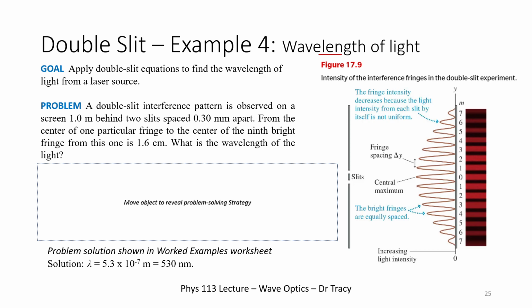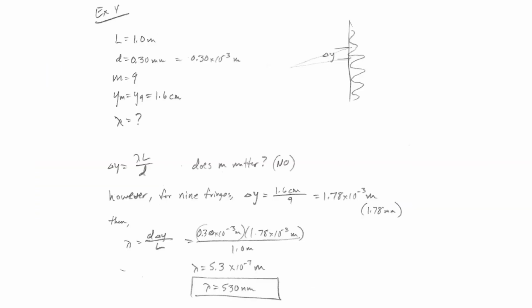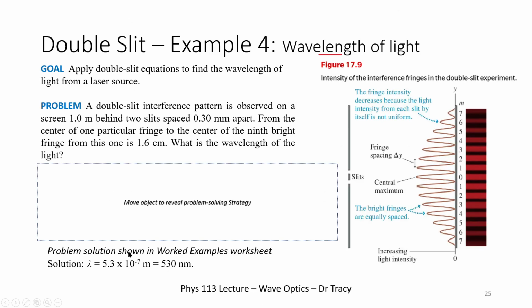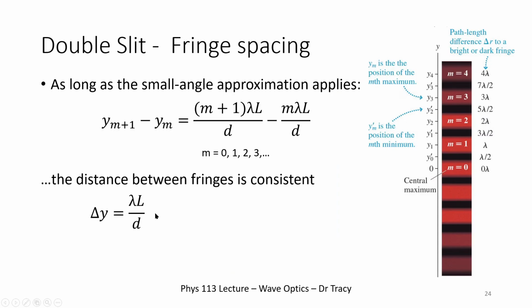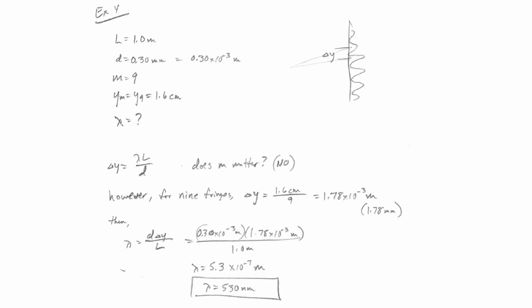They say one particular fringe to the center of the 9th bright fringe, which I didn't really care for that wording, but you can work out that the 9th fringe away corresponds to 1.6 centimeters. This gives a fringe distance between each neighboring fringe of 1.78 times 10 to the minus 3 meters. Then we plug this value into the expression from above, delta y equals lambda L over d, and solve that for the wavelength, plug the values in, and you get 530 nanometers.